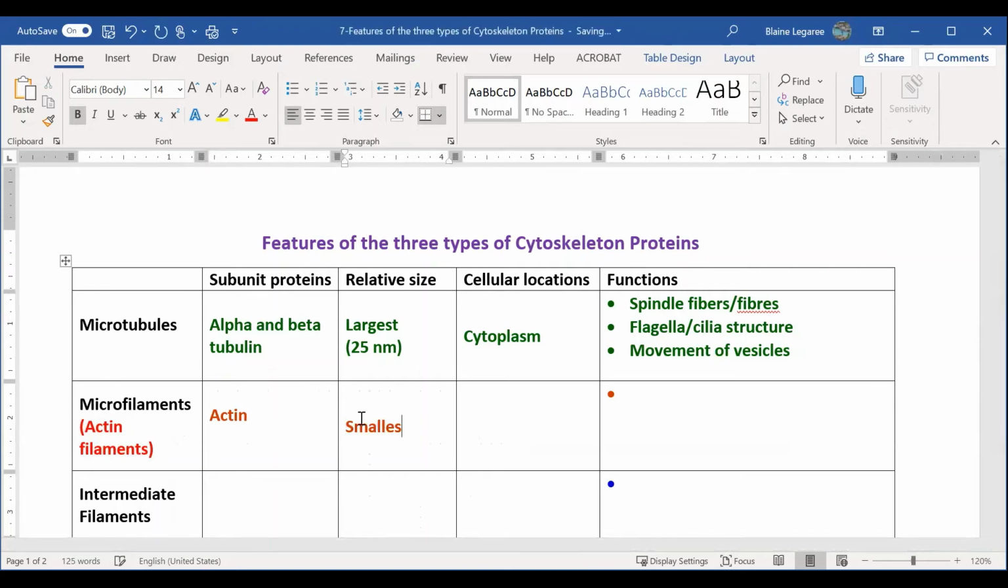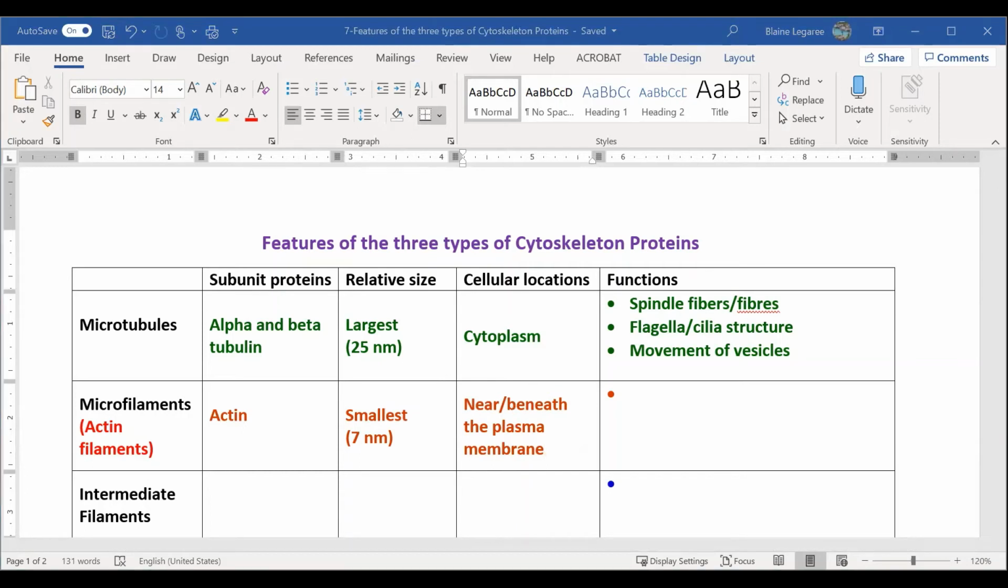So these are the smallest, and again, it doesn't really matter that you know the actual number of nanometers, but for reference, they're 7 nanometers. And the cellular location, which we haven't talked about yet, is that they are near or beneath the plasma membrane. So they're near the cell surface, just within the cytoplasm.